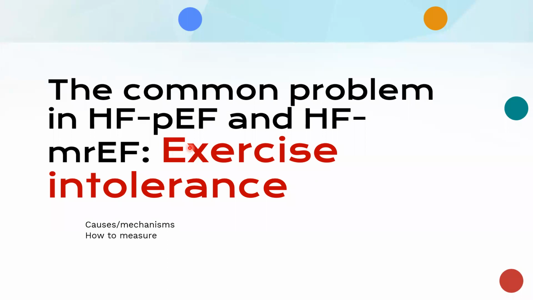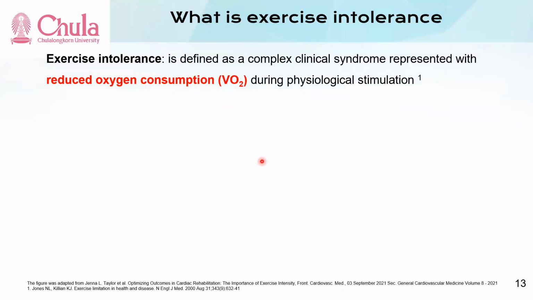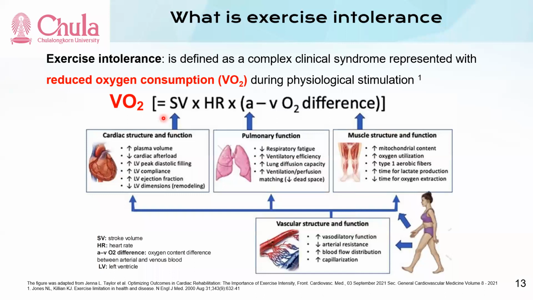One of the most common problems of heart failure with preserved ejection fraction and mildly reduced ejection fraction is exercise intolerance. So what is exercise intolerance? It is defined as a complex clinical syndrome represented with reduced oxygen consumption, or VO2, during physiological stimulation. Oxygen consumption will be affected by cardiovascular, pulmonary, and muscle structure and function.